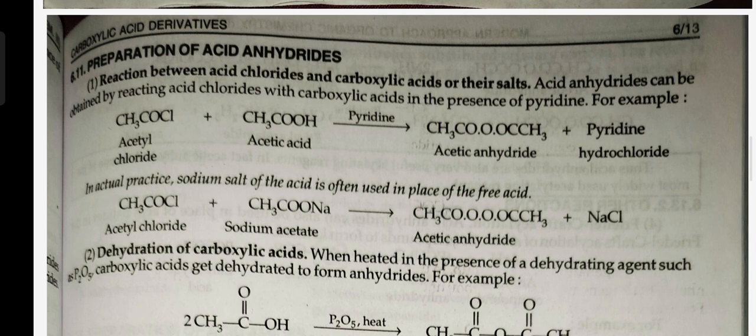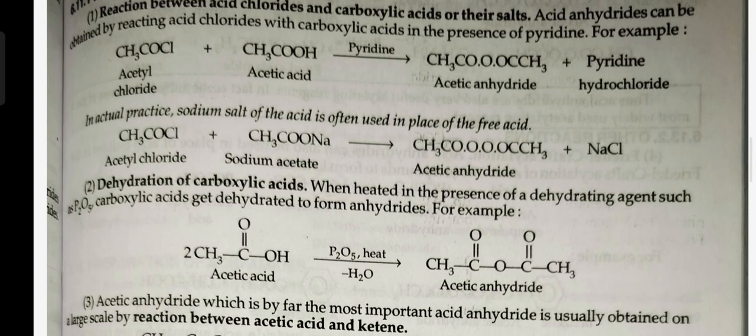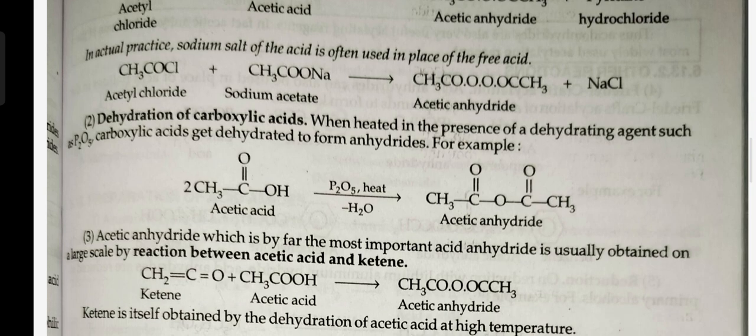Second, dehydration of a carboxylic acid: when heated in the presence of a dehydrating agent such as P2O5, carboxylic acid gets dehydrated to form anhydride. For example, acetic acid in presence of P2O5 and heat gives acetic anhydride. Third, acetic anhydride, which is by far the most important acid anhydride, is usually obtained on a large scale by reaction between acetic acid and ketene. Ketene plus acetic acid gives acetic anhydride.